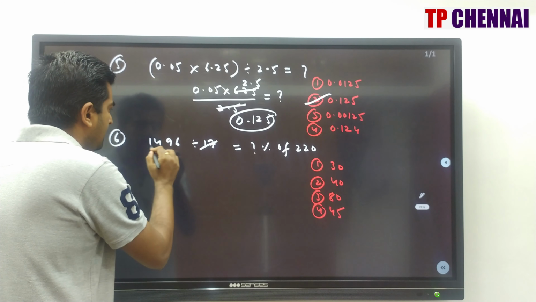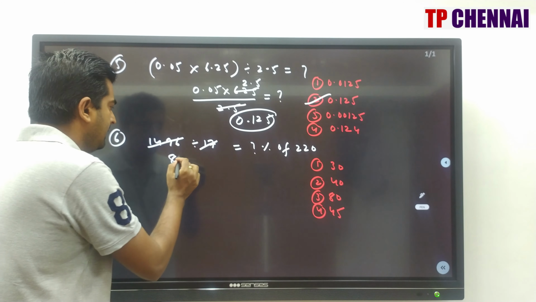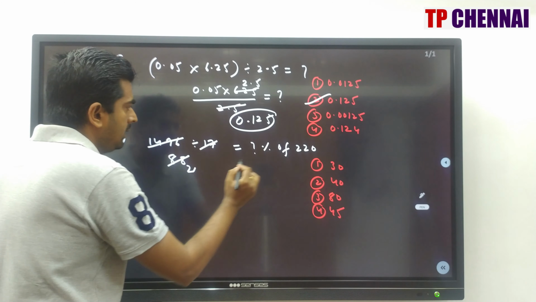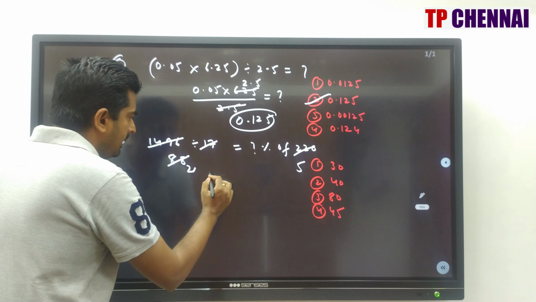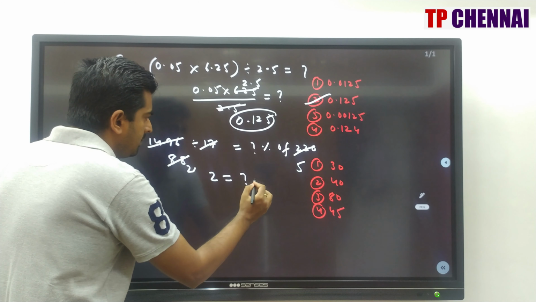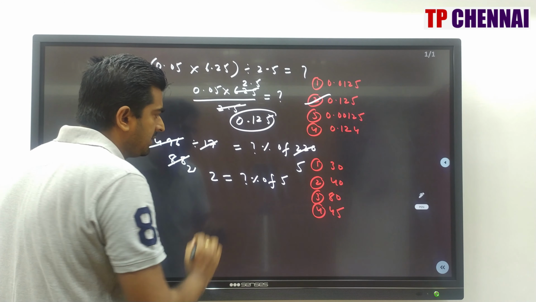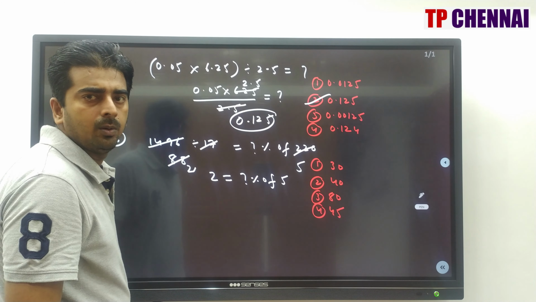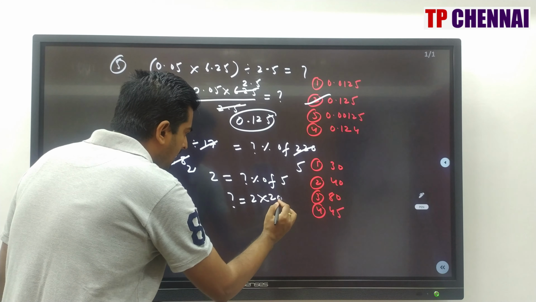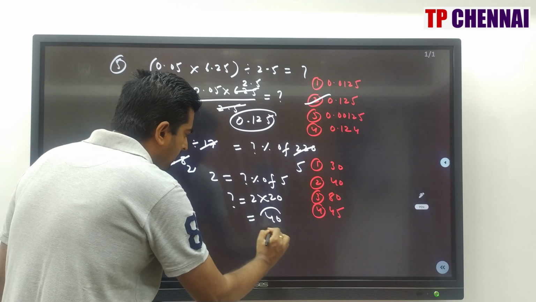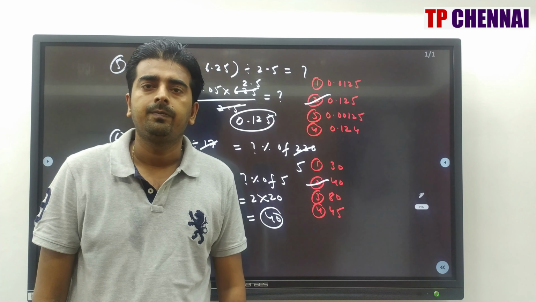Next one, 1496 divided by 17 is equal to question mark percent of 220. Cancel these numbers. 17 8s are 136, remainder is 13, again 8s are 44, 2s are 44, 5s are 220. So here 2 is equal to question mark percent of 5. So 5% of question mark is how much? 1 by 20. So question mark is equal to 2 into 20, which is 40. My answer is second option.